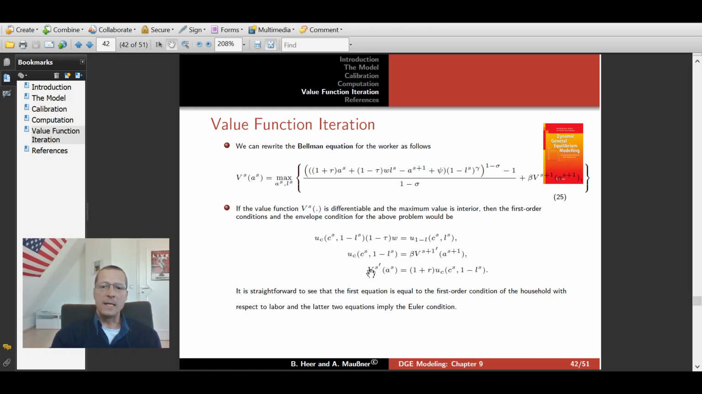Now when we lag this envelope condition by 1 year, so we have v_s plus 1 prime of a_s plus 1 is equal to 1 plus r times u_c of c_s plus 1 times 1 minus l_s plus 1, and substitute it in the second first order condition, we see at once that it's our Euler equation. And the first equation here is our first order condition with respect to labor.